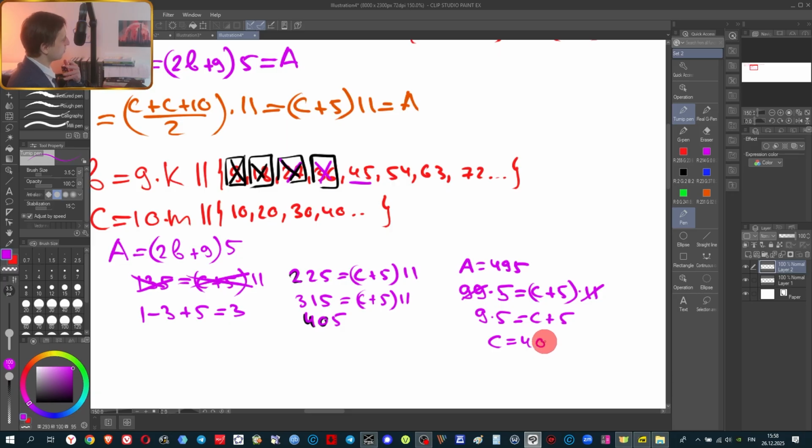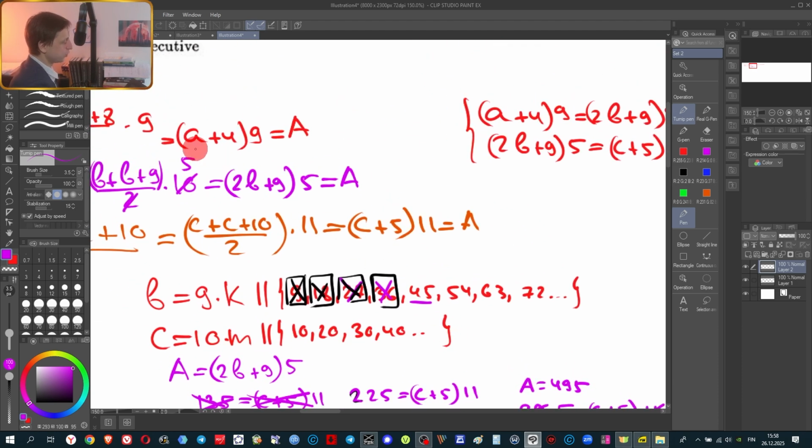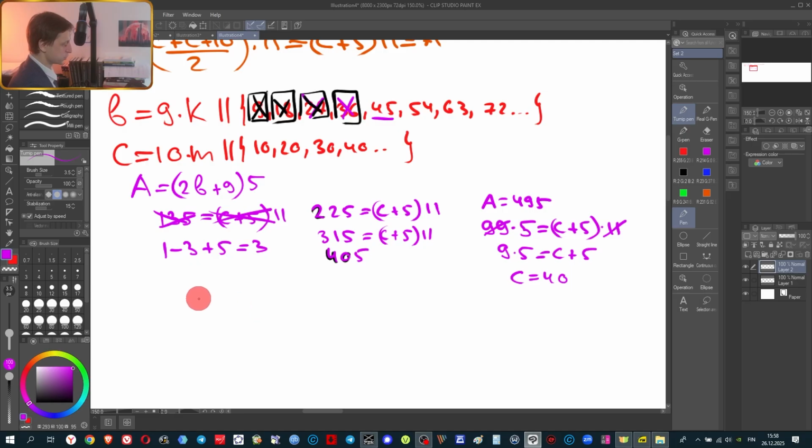It doesn't really matter what the value of c is. The main thing for us is that c is an integer number. That's super important. And finally, we should also check that a can be represented in this way: (a plus 4) times 9 for some integer value of a. So is it true that 495 can be represented as (a plus 4) times 9? Here, the most essential thing is that this number should be divisible by 9.